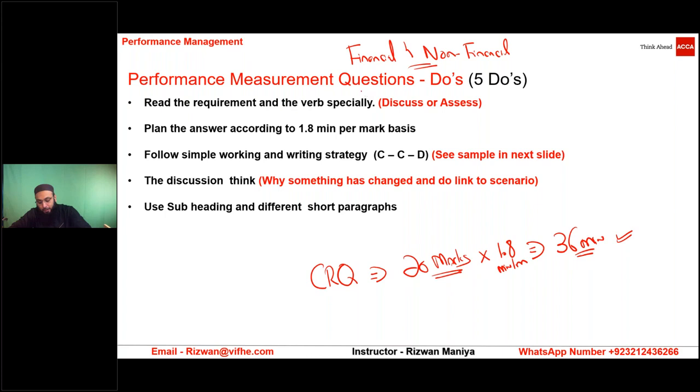I'll tell you a strategy, and it is very simple. There are five do's that you have to keep in mind for financial and non-financial questions in performance measurement. First of all, read the requirement and identify the verb. What is the verb? Discuss, assess. Understand the verb.